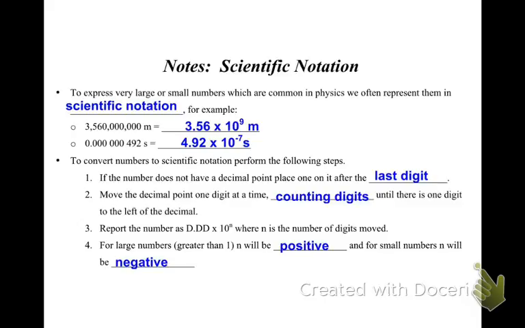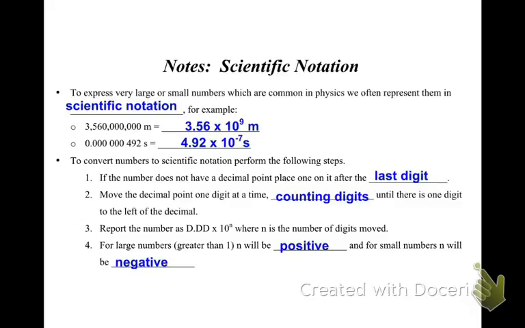So scientific notation, as you probably can recall, since you've been doing it since, I don't know, 5th, 6th grade, maybe even earlier. Scientific notation is used to express either very small or very large numbers. A prime example would be 3,560,000,000 meters, because that's got a lot of zeros. What we like to do is express it in terms of scientific notation.